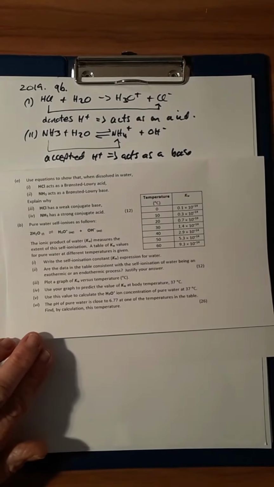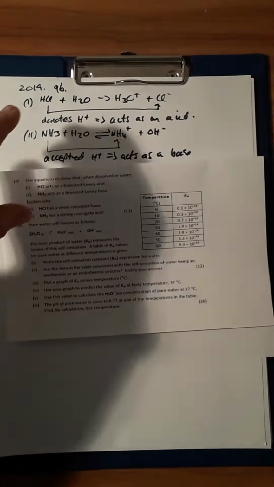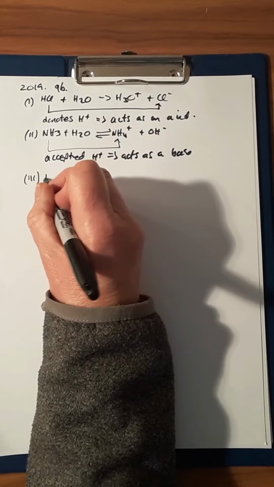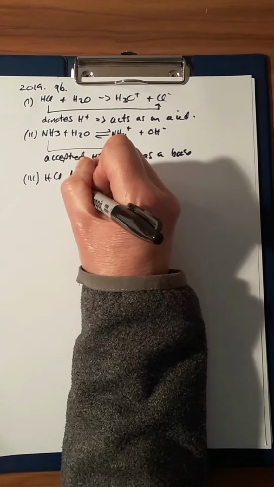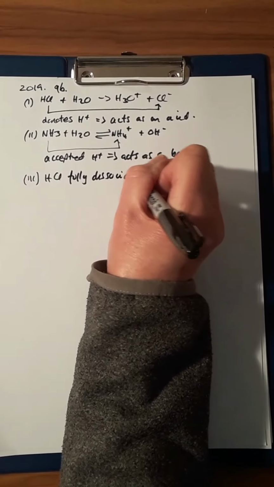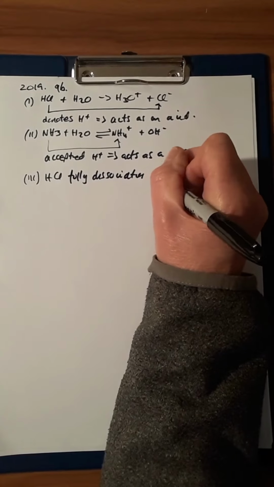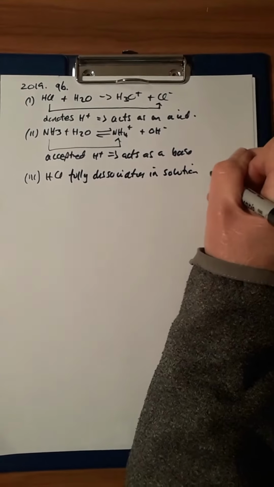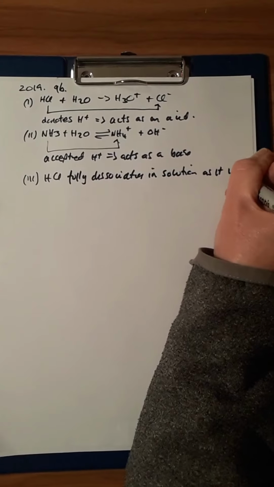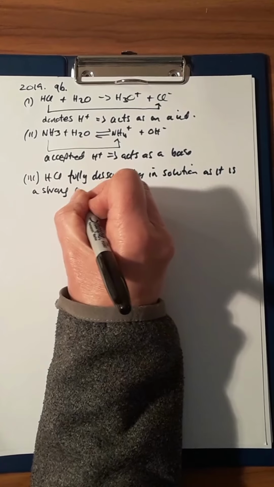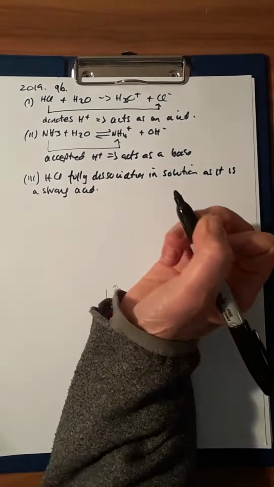Then it says, explain why HCl has a weak conjugate base. Okay, so the third part. HCl fully dissociates in solution. So if it fully dissociates, it is a strong acid. Sorry, a strong acid, not a strong base, as it is a strong acid.